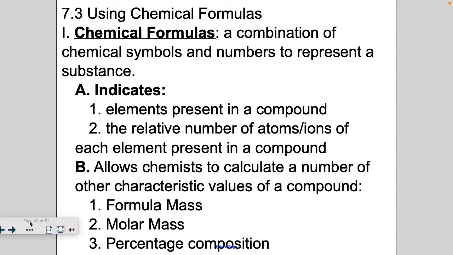A chemical formula is a combination of chemical symbols, and the numbers represent how much you have of each of those types of atoms. Just by looking at a chemical formula, you can figure out the elements present in that compound as well as the relative number of atoms and ions in it. Just from the chemical formula, you can figure out the formula mass, the molar mass, and then in a different lecture, the percentage composition.